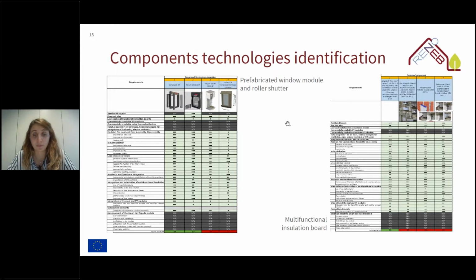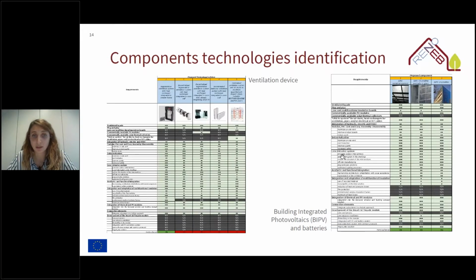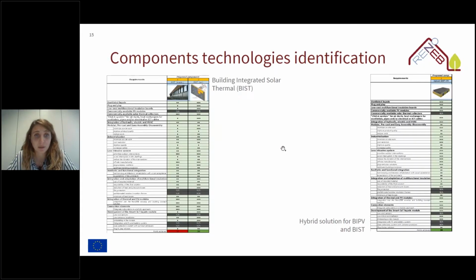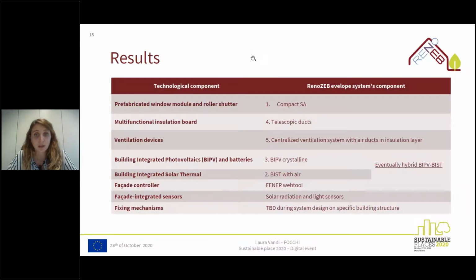solution for renoZEB. So we have done it for the prefabricated window module and roller shutter, multifunctional insulating board, ventilation device, and so on. Here you can see in the slide the different matrices that we have developed for building integrated solar thermal, hybrid solution.